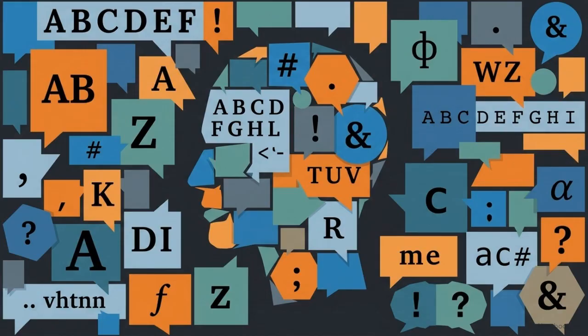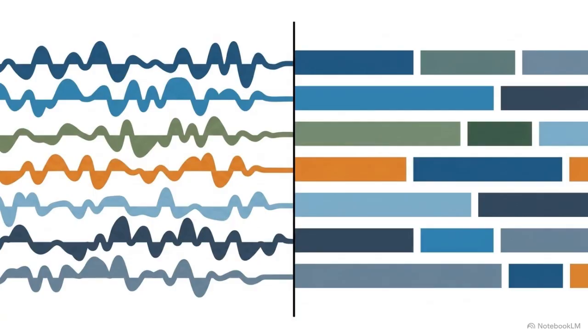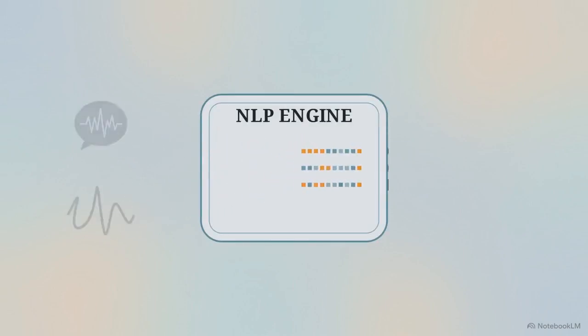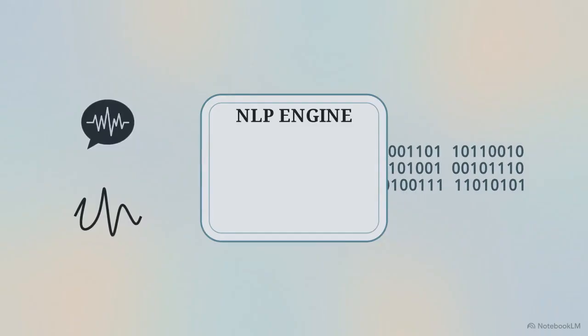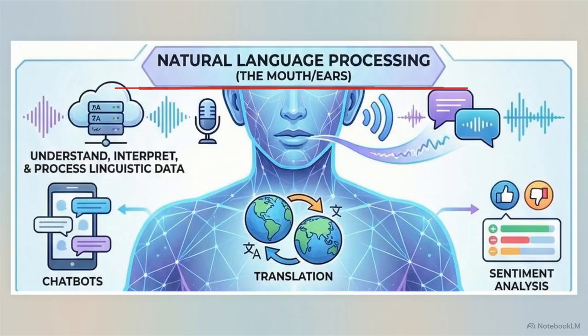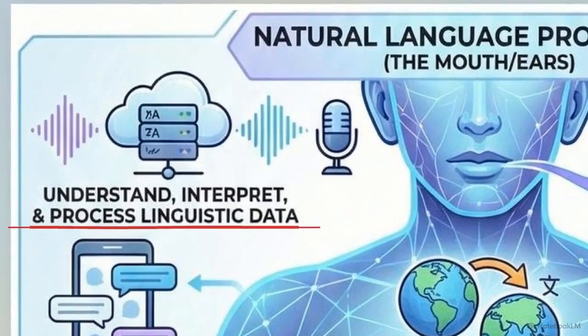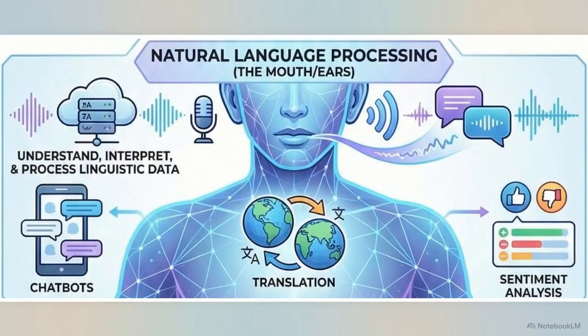Machines have to process the unstructured, unpredictable nuances of human language. This is handled by natural language processing, or NLP. It is the domain responsible for taking spoken audio and written text and translating it into a format that a machine can actually read. As seen in this infographic, NLP goes beyond simply matching words. It analyzes syntax and semantics to understand what words actually mean in context. Advanced models even evaluate emotional sentiment, allowing chatbots to identify angry complaints or recognize deceptive language in spam emails.